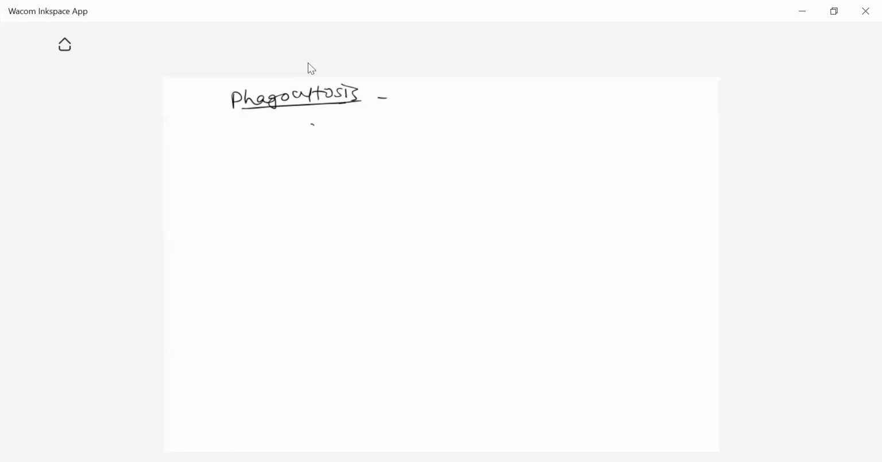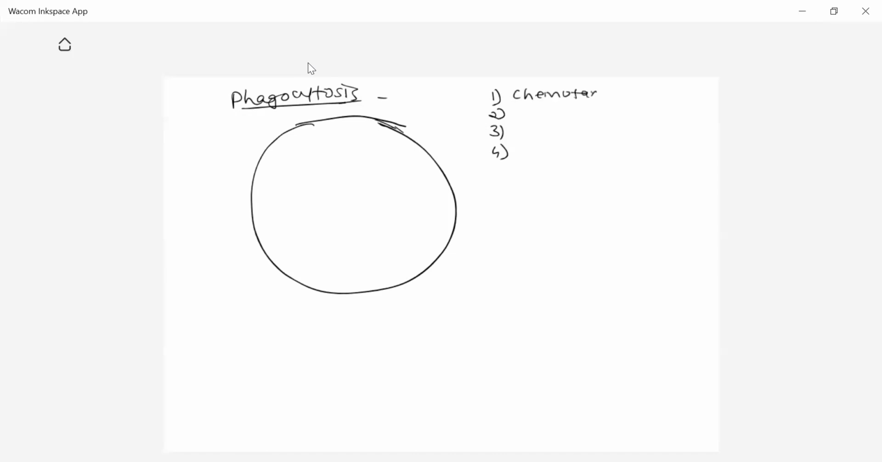Now what happens, suppose this is the phagocytic cell. How does phagocytosis take place? Suppose this is the PMN, a polymorphonuclear phagocytic cell, or you may say it is a macrophage. Whichever cell it is, macrophage or PMN, phagocytosis takes place in three different steps. Which are these steps? First step is chemotaxis. Second one is attachment.